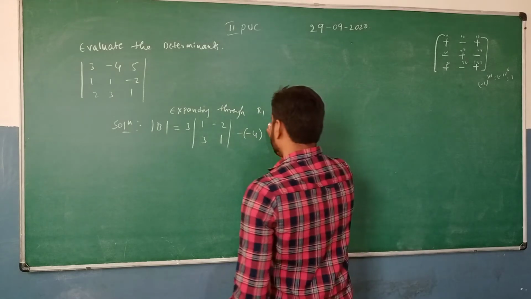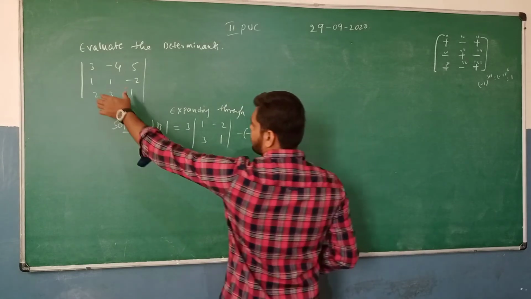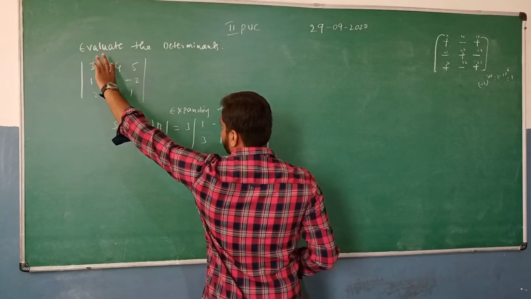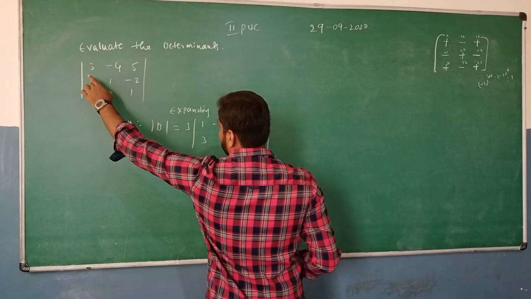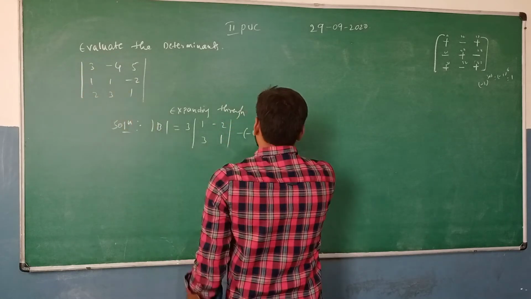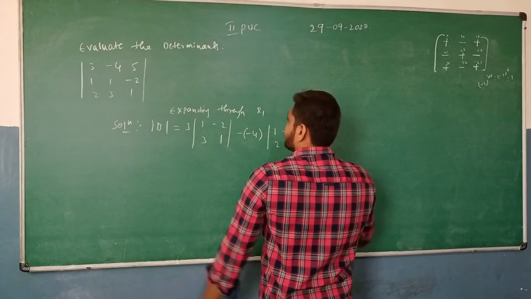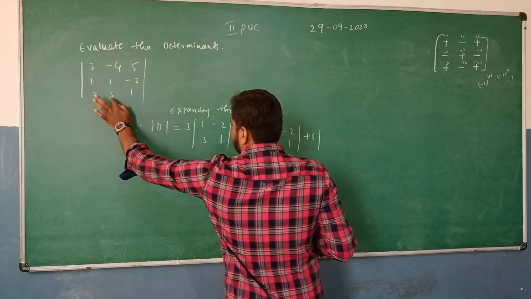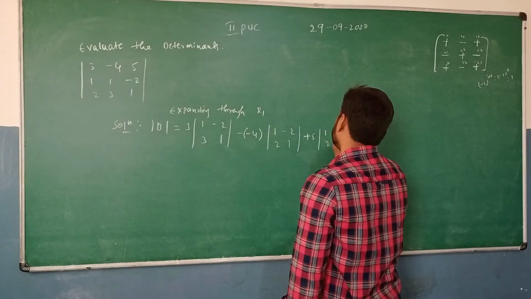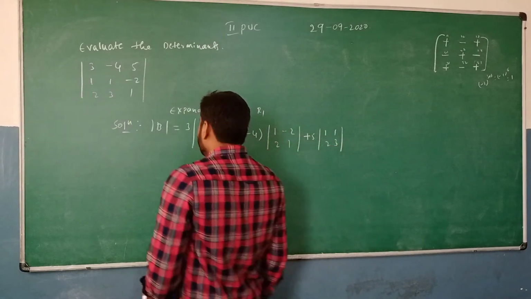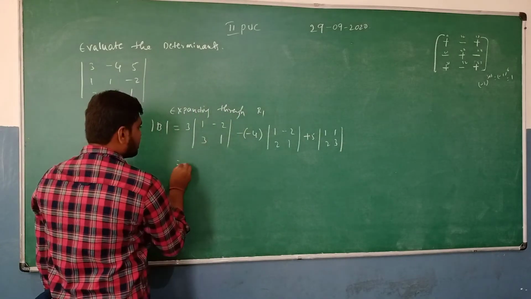So minus 4 into, what is the corresponding row? We need to neglect the corresponding column as well as the corresponding row. That's going to be 1 minus 2, 2 1, 1 minus 2, 2 1. Then plus 5, so plus 5 means 1 1, 2 3. Okay, 1 1, 2 3. So here, that's going to be the 3.